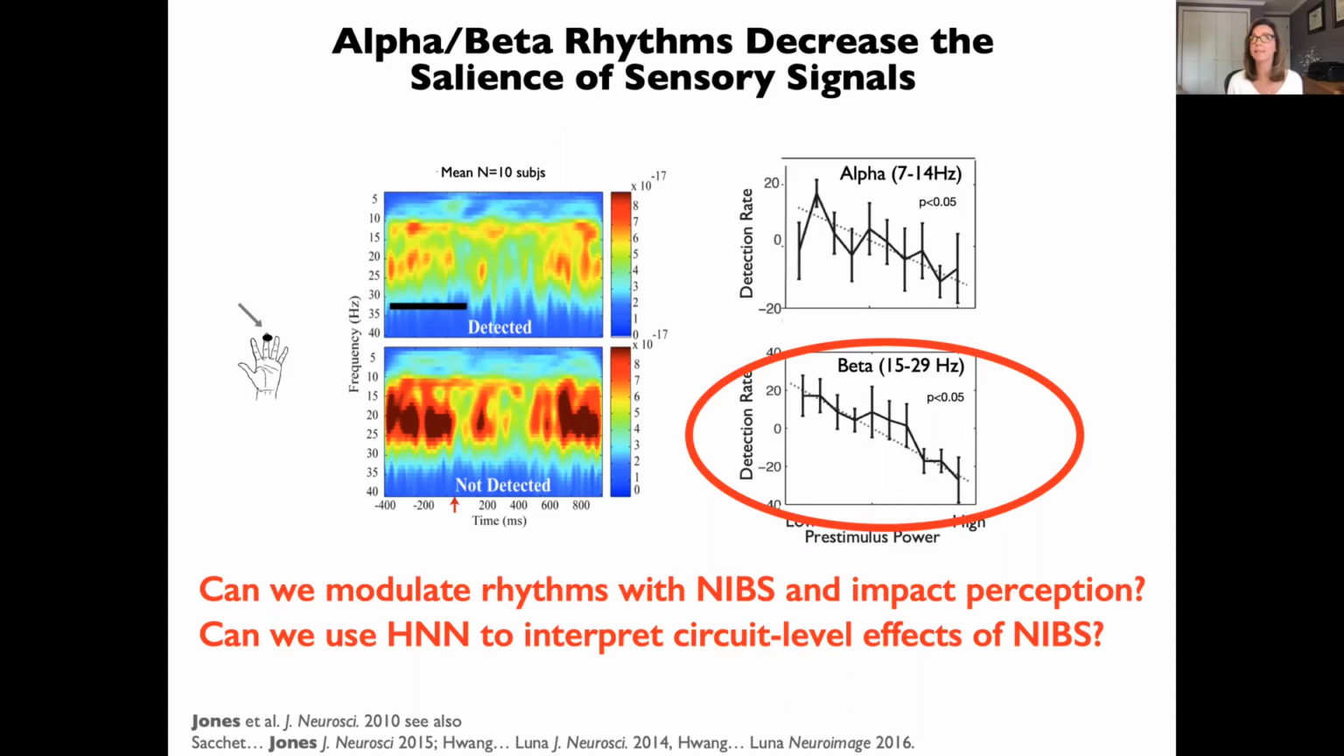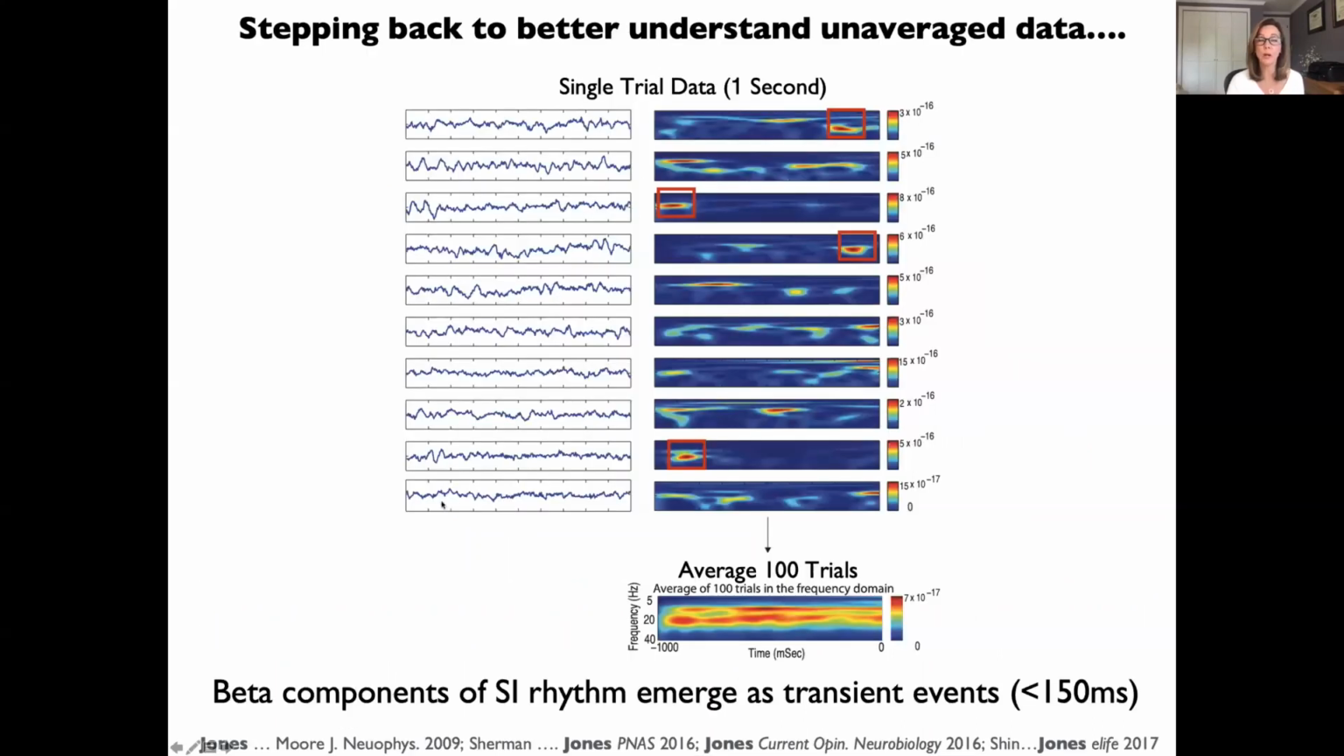What I'm showing you here is average data. We're averaging across time, we're averaging across frequency span, we're averaging across subjects, but the brain isn't averaging. And so next we looked more closely at the unaveraged response. What I'm showing you here is 10 examples of the pre-stimulus activity before we give that tap to the finger, and this is the corresponding frequency spectrum. And what you can see is that these beta oscillations emerge as transient events. They typically last less than 150 milliseconds.